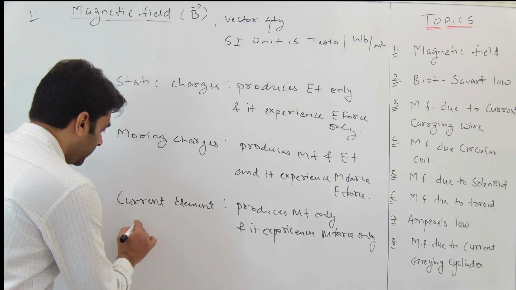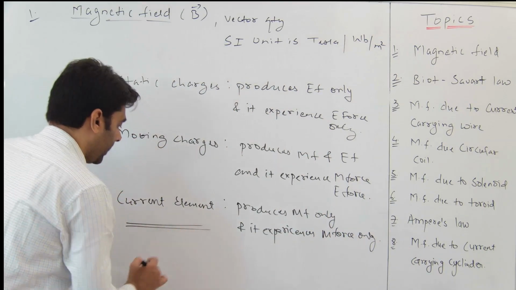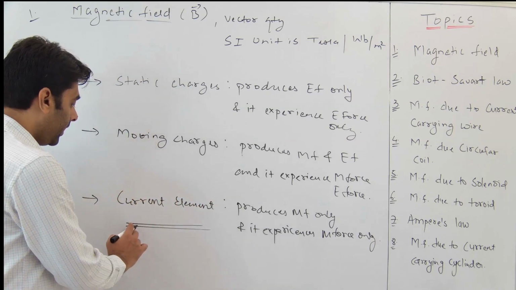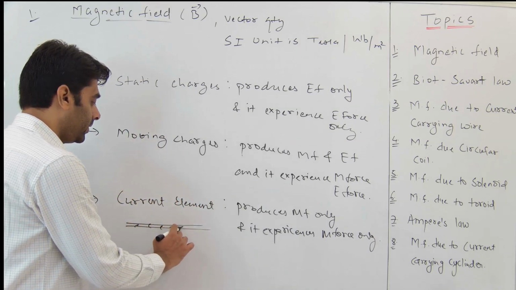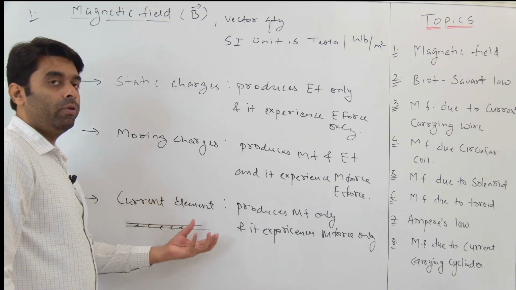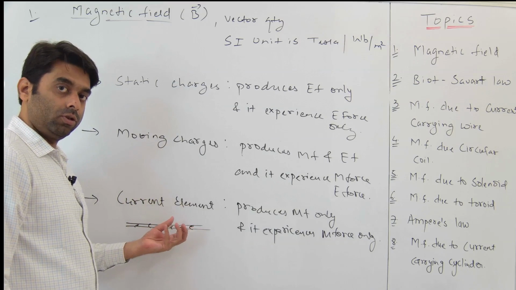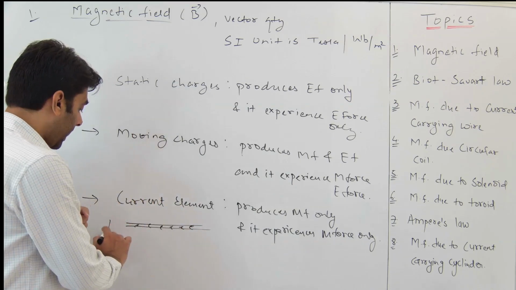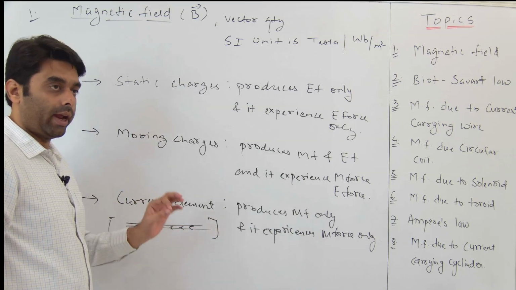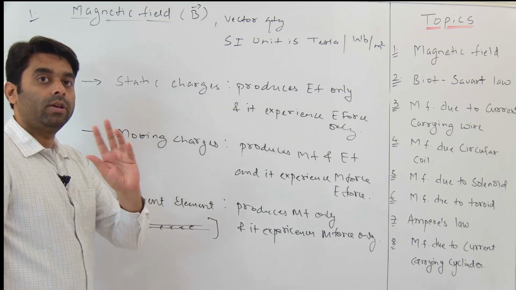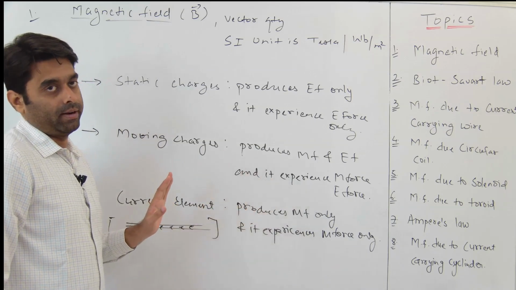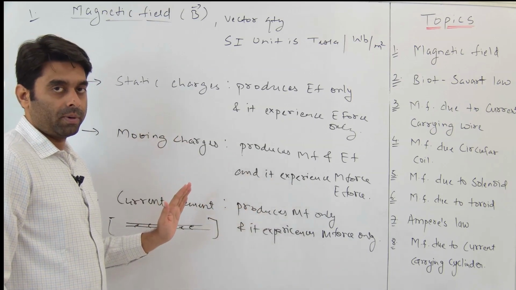If we consider a current carrying wire, current is flowing due to negatively charged electrons, right? So due to the motion of these negatively charged electrons, magnetic field is produced. But as a whole, this wire is neutral, and because it is neutral, there is no electric field, right? So a current carrying element produces only magnetic field. So this is about the initial part of magnetic field.